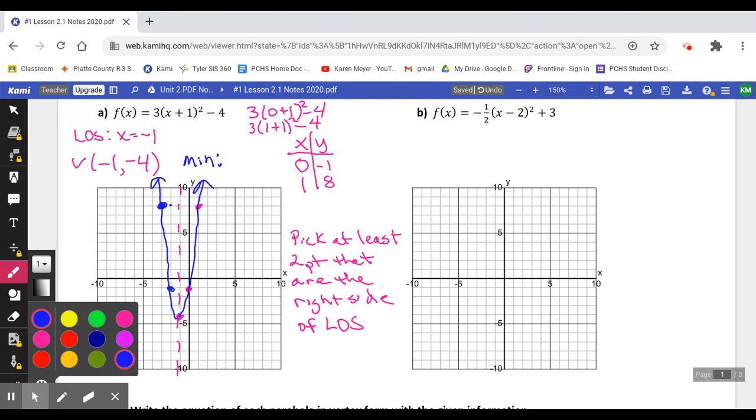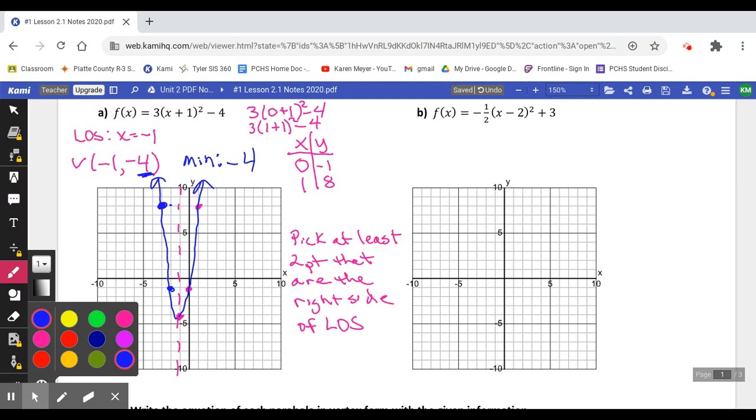And what is the lowest that the graph goes? So what is the y number? What's the lowest y number? And that is -4. Now you'll notice that the minimum value is also the y value of the vertex.